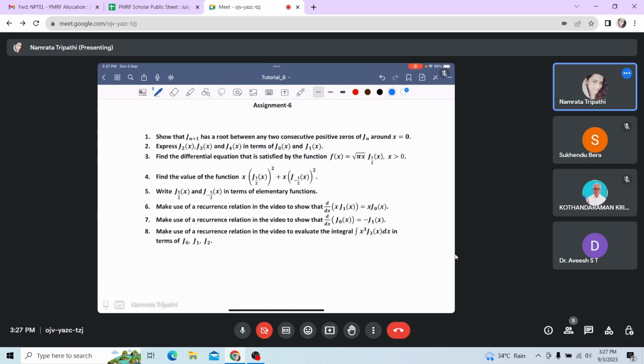Have you learned what is the value of Z 1 by 2? Yes, ma'am. Okay, please substitute the value, then you will get f of x in simplified form, and after differentiating, you will get the differential equation. Try in this way. Then I will explain.